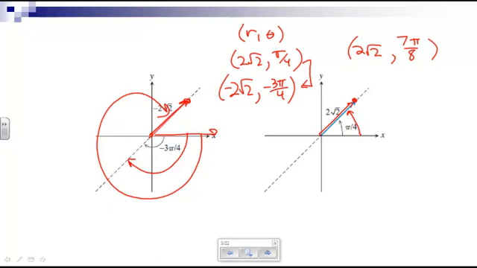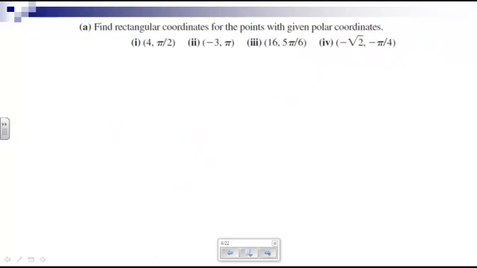Alrighty, moving on. Let's just do a couple of these. We won't do them all. These are polar coordinates. We'd like to find the value of the corresponding rectangular coordinates. Let's draw this one out.